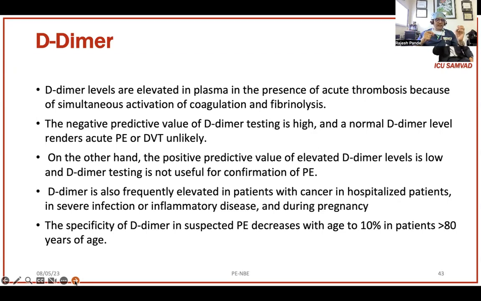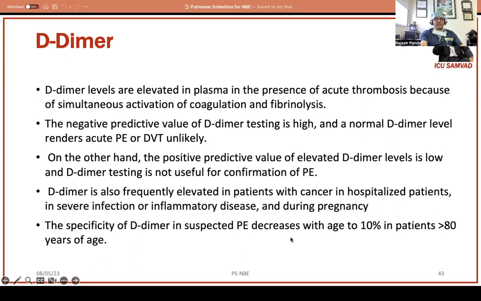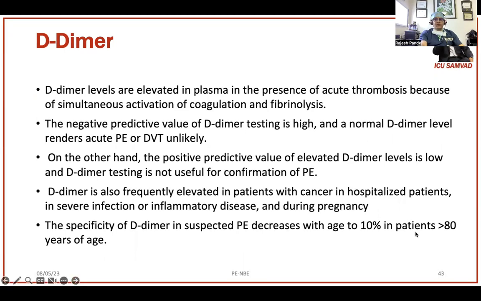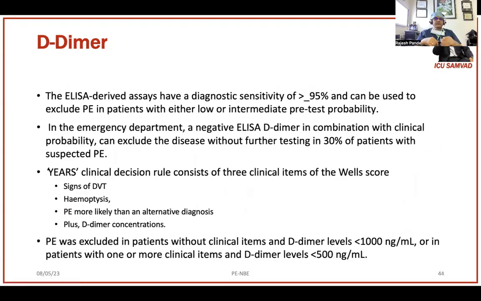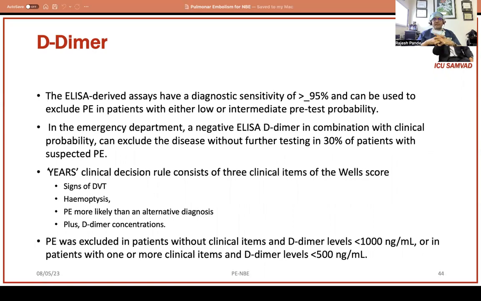So I think in bed-bound patients who are unshiftable, 2D echo plays a major role in our units, and the clinician suspicion. The specificity in suspected pulmonary embolism decreases with age. So this is also something that we have to remember. So patients who are 80 years of age, it becomes much less sensitive. Like I said, the negative predictive value is more than 95%.